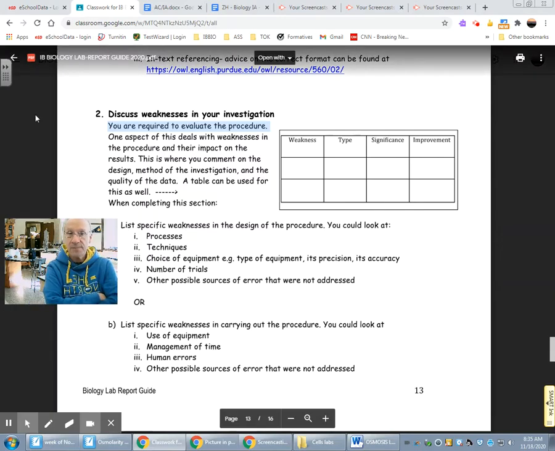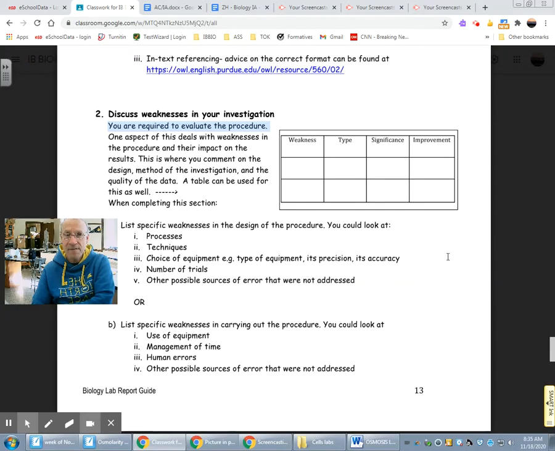And by evaluating the procedure, you're going to take a look there again with reference to lab processes, the lab techniques, the choice of equipment, the number of trials, and other possible things that could come up in your lab or in a lab here. So by reading the lab, you can do processes and techniques, and by looking at the pictures, choices of equipment. That can be gathered into a table, with the lab weakness.